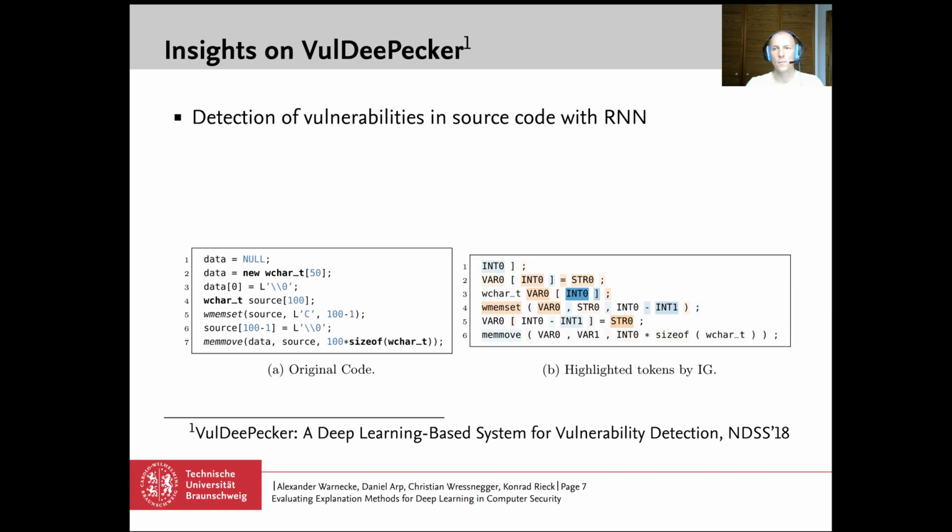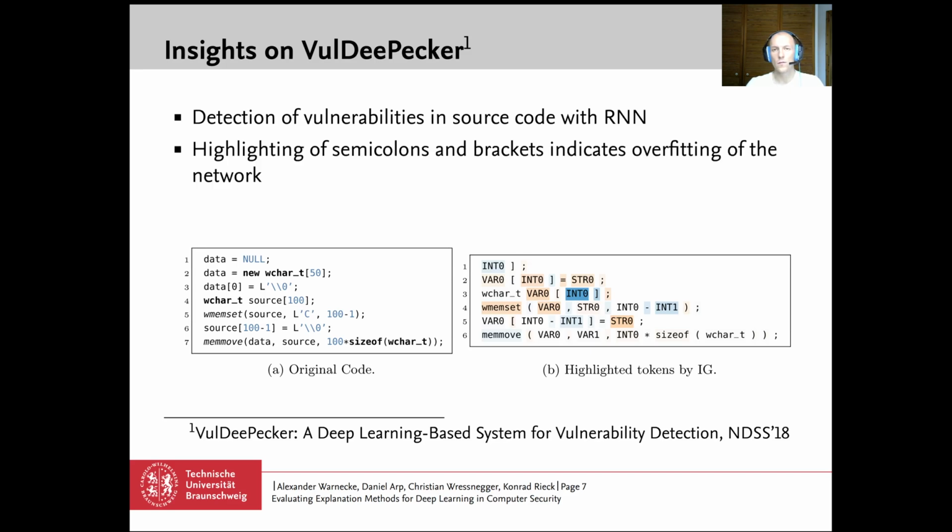Now I would like to show you two example explanations to see how they look like in practice and what we can learn about models using these explanations. The first one comes from the Wuldi-Packer network, which is a recurrent neural network used to detect vulnerabilities in source code. On the left side, we see a code snippet where the memmove call in line 7 causes a buffer overflow because it copies data from a buffer of size 100 into a buffer of size 50. On the right hand side, we see which tokens are important for Wuldi-Packer to detect this code snippet correctly as containing a vulnerability.